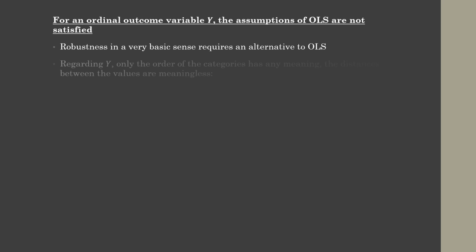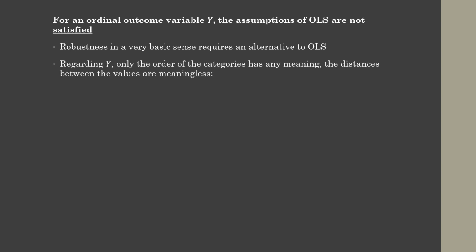Starting with a scenario in which our outcome variable is ordinal, but OLS needs the outcome variable to be at least interval scaled. To apply a robust regression technique here means just not to use OLS, but an alternative. However, for starters, let's describe the dependent variable formally.